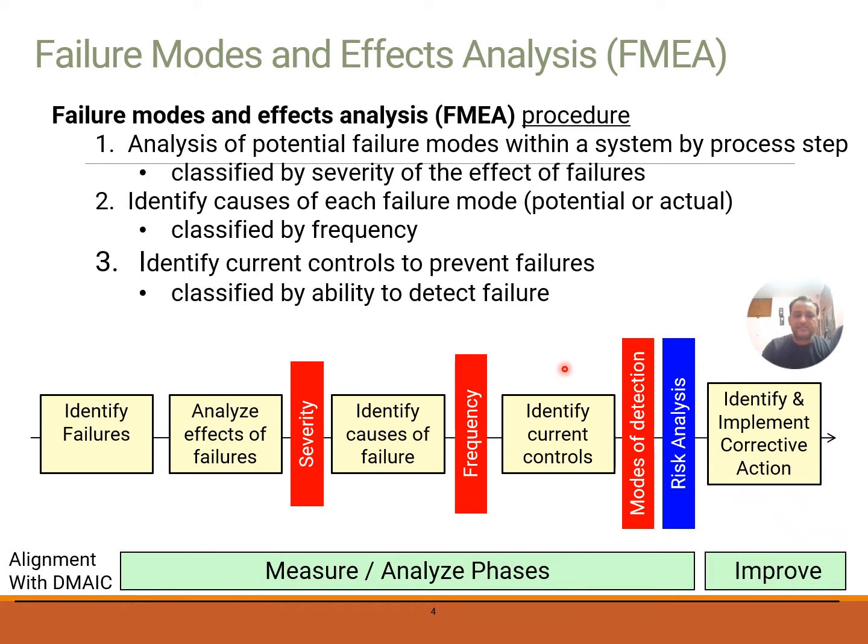The next is to identify the current controls. The current controls are the ones that tell us whether, at this moment, we have any sort of mechanism to prevent these problems or not. And then we do the rating on the modes of detection. Finally, we do the risk analysis by calculating the RPN or risk priority number. Later on, in the improve phase of the DMAIC, we identify and implement the corrective actions accordingly.